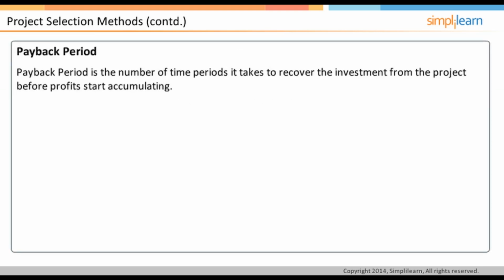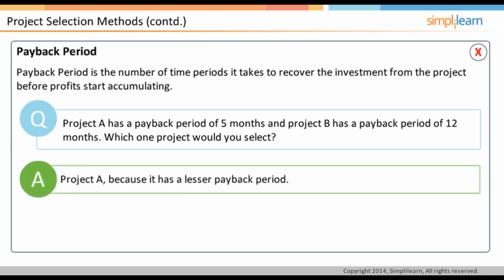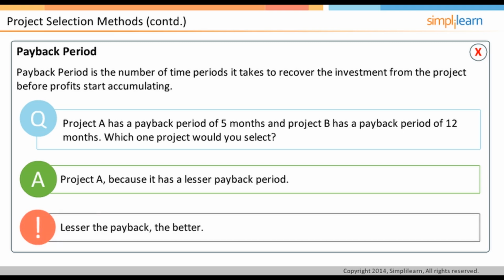Payback period is the number of time periods it takes to recover your investment in the project before you start making profit on the investment made in the project. You have two projects to choose from, Project A with a payback period of 5 months or Project B with a payback period of 12 months. Which one would you go for? The answer would be Project A. It is evident that lesser the payback period, the better. Click Close to go to the Process Selection Methods dashboard.